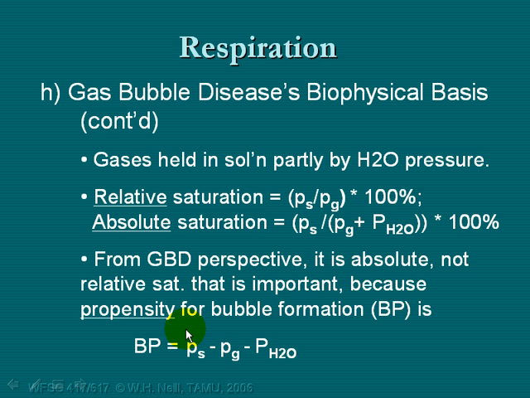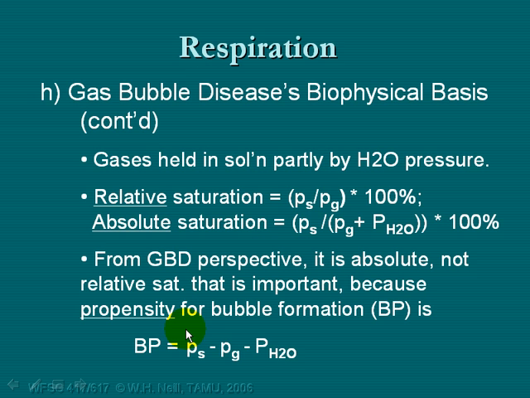So gases are held in solution partly by water pressure, and that means that we need to distinguish between what's called relative saturation and absolute saturation. Relative saturation is defined as the pressure of the gas in solution divided by the pressure of the gas in the gas phase multiplied by 100. So relative saturation, and this has always confused me because the labels seem counterintuitive. Let's say you've got a volume of water that's uniformly mixed, well mixed, and at equilibrium with the gases in the atmosphere. Then the relative saturation of that gas will be the same from top to bottom in the water. So the relative saturation is a constant then for the situation.